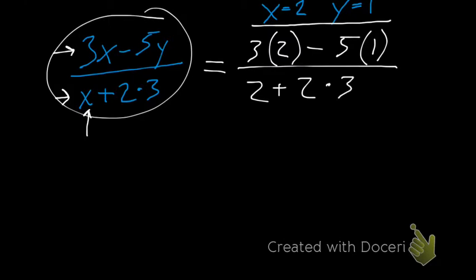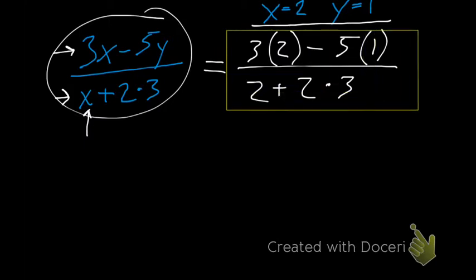Now we have to remember our order of operations. I'm going to define this for you here. So we do the top all by itself, like it's in parentheses, and then we're going to do divided by this whole bottom by itself. So let's figure out what the top is first. I'm going to switch colors. Well, we do the multiplication first. 3 times 2 is 6, 5 times 1 is 5, so 6 minus 5 is 1. I'm going to put a 1 there.